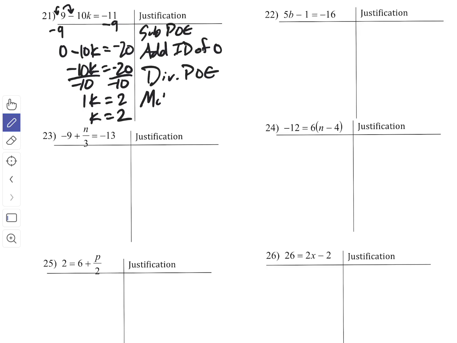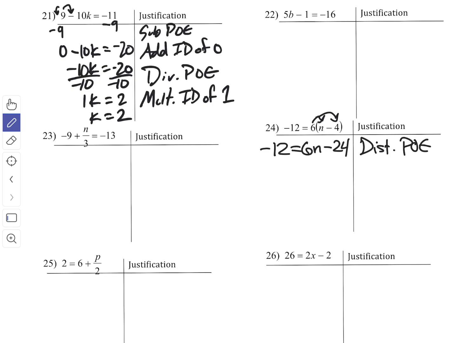Using that multiplicative identity of 1. Okay, now we're going to jump down and do 24, just because I feel like it. We'll use distribution this time. So the distributive property of equality. We get negative 12 equals 6 times n minus 24.